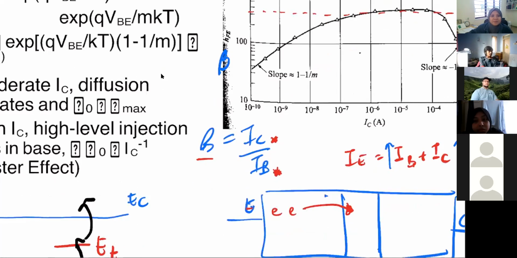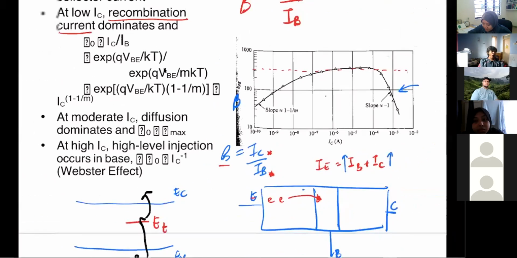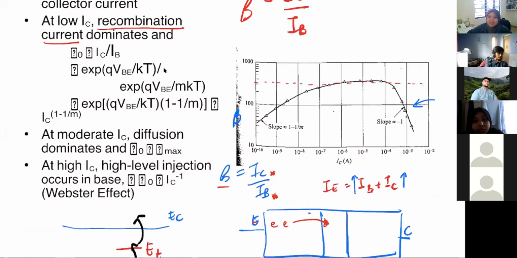Faham ke tak ni? Yeah. Boleh. Boleh ya? Okay, that is happen at low collector current, and that's important. And remember, brothers and sisters, you can use this mechanism everywhere.